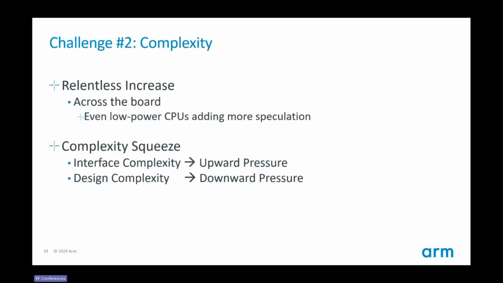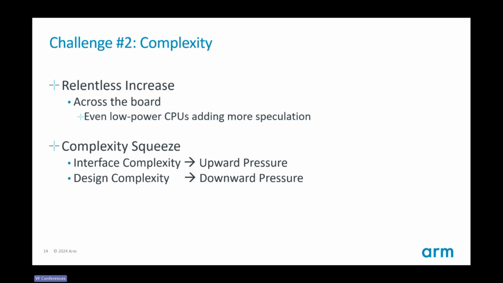The other biggest challenge is complexity. It's been increasing, as I think has been the theme of some of the earlier presentations too. That's been increasing across the board. Even some of our lower power CPUs are adding more speculation by the day. So that's just how it is right now. But in terms of complexity, I like to think of this as two different buckets. One is interface complexity and the other is design complexity.